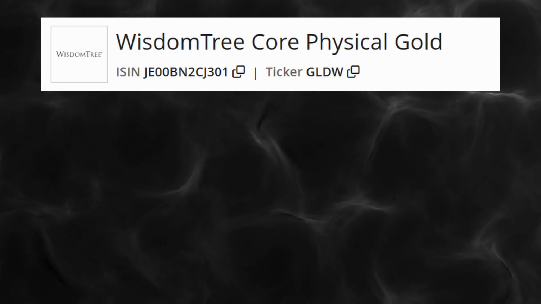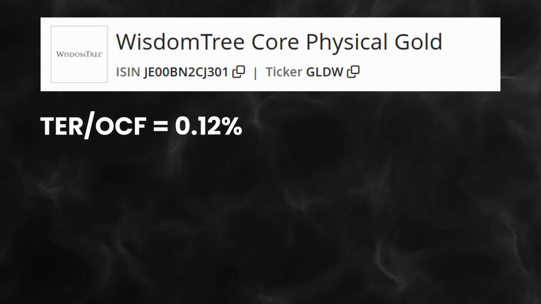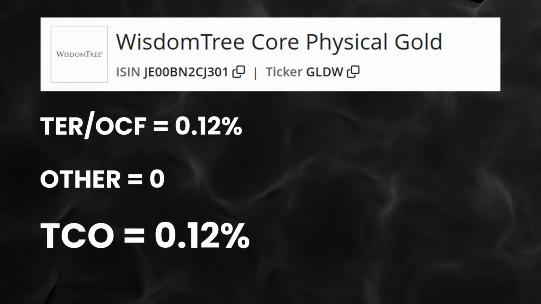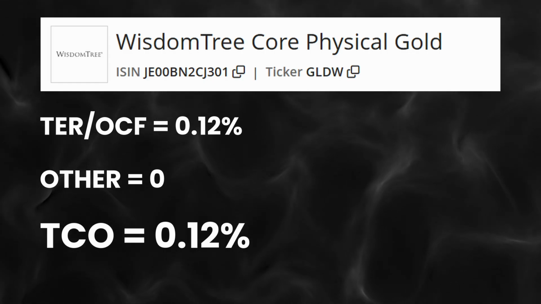This year has been a year where many investors looked to the safety of gold amidst increased market volatility, and various ETFs come with identical low costs, such as the WisdomTree Core Physical Gold ETF Accumulation GLDW, which has a TER and total cost of ownership of 0.12%.